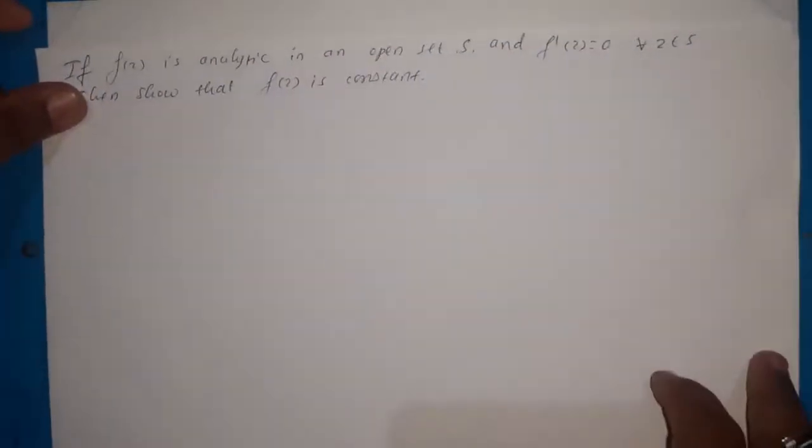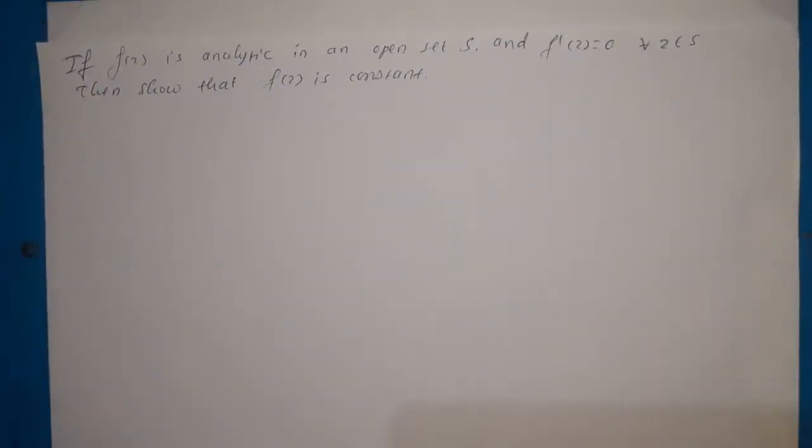In this class, let us discuss some more examples on analytic function. So here is the example. If f of z is analytic in an open set S and f dash of z equal to 0 for all z belongs to S, then show that f of z is constant.